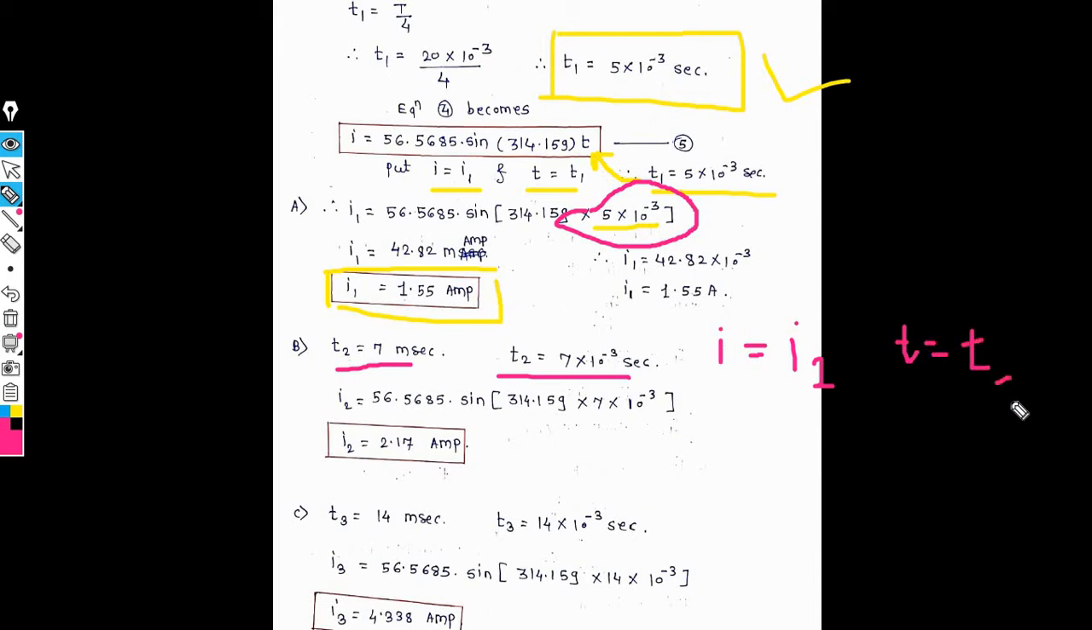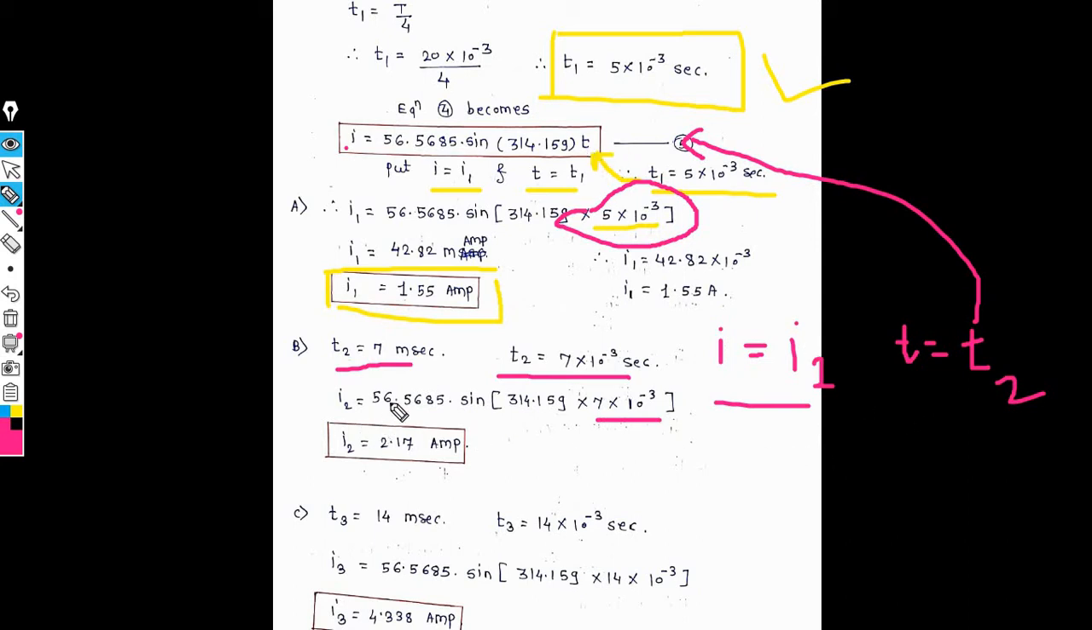That means these two values are put in equation number 5. Put I is equal to I2 and T is equal to T2. Now we have considered time T2 is equal to 7 millisecond, that is already given in the problem. Then time will be converted from millisecond to second, that is T2 is equal to 7 into 10 raised to minus 3 second. This value is put here, that is put T is equal to T2.